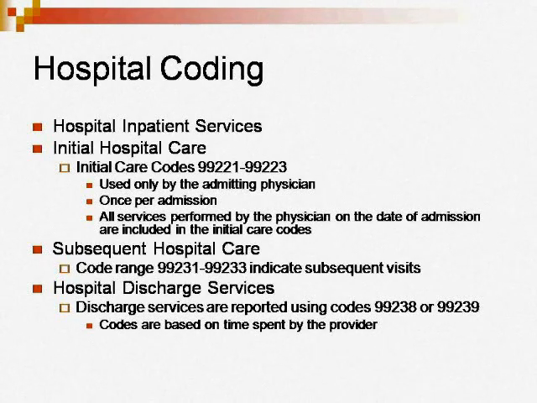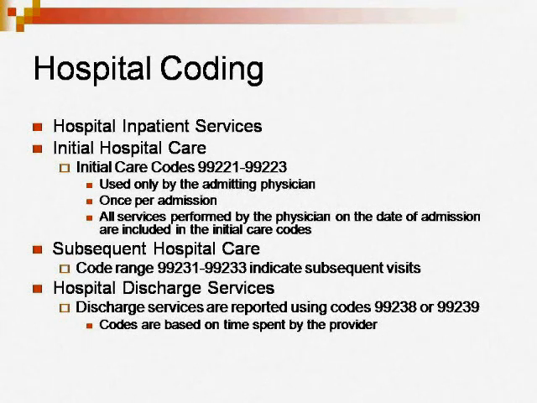Hospital coding is reported on a day-to-day basis, or hospital inpatient services. And these are divided into the episode of care. The initial hospital care is the care for the day of admission. These codes are used only once per admission, and it includes all the services that the admitting physician provides during the admission, such as writing orders, ordering labs, etc. Initial hospital care codes can only be reported by the admitting physician.